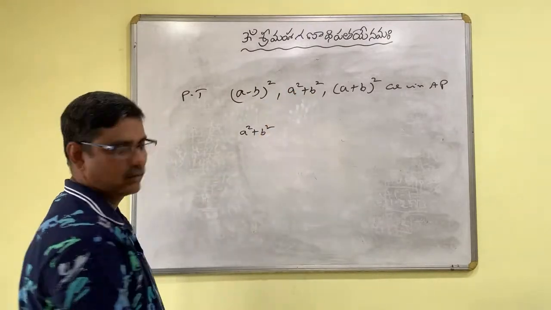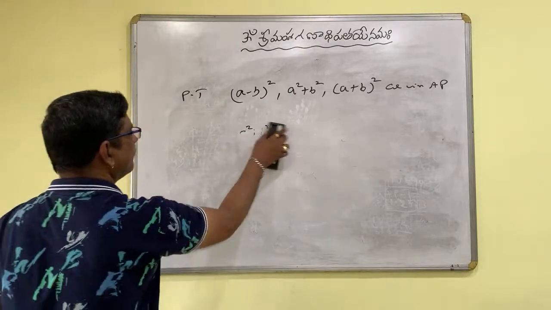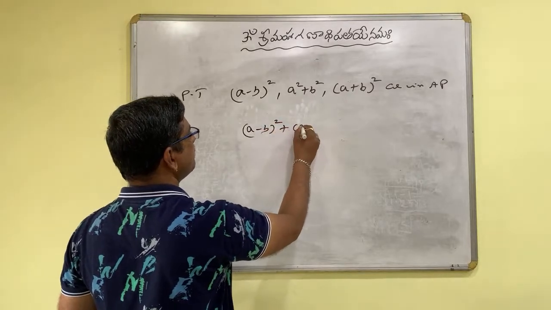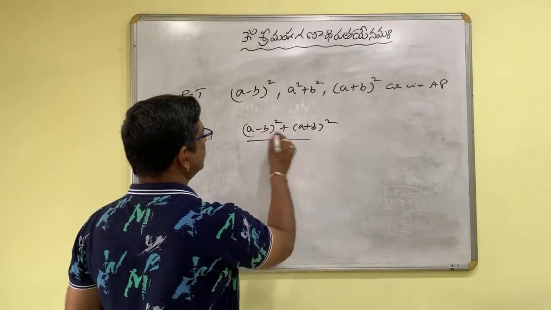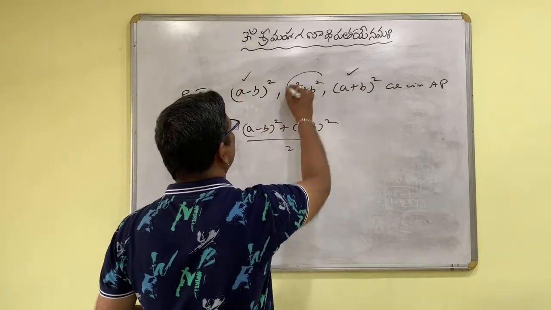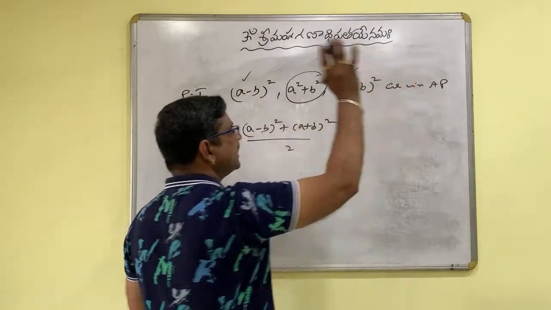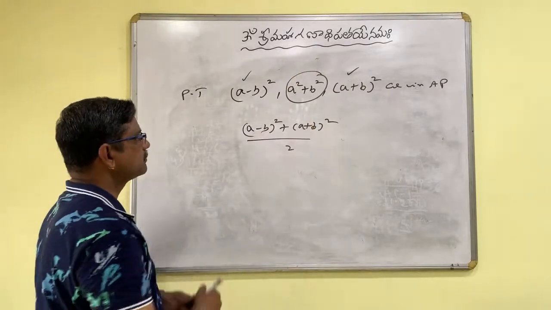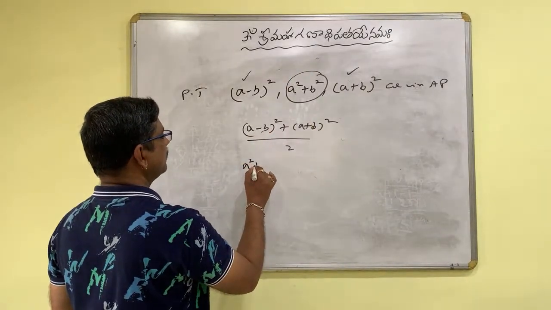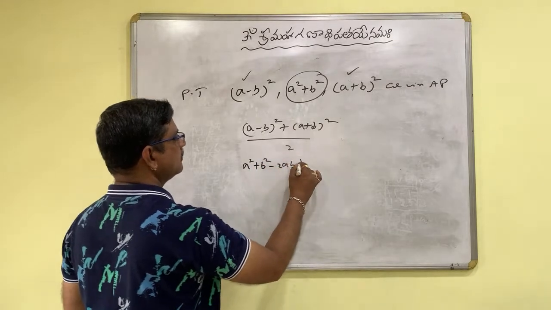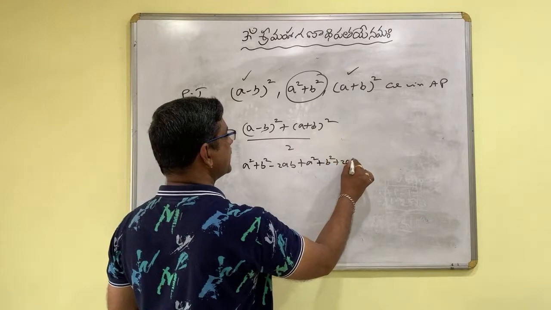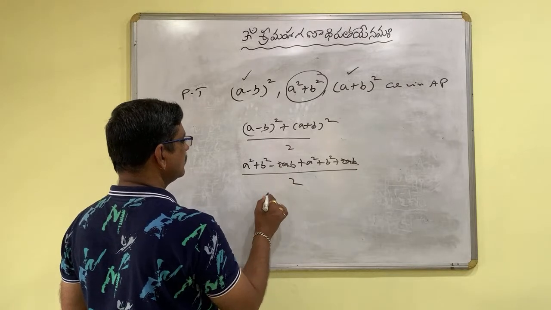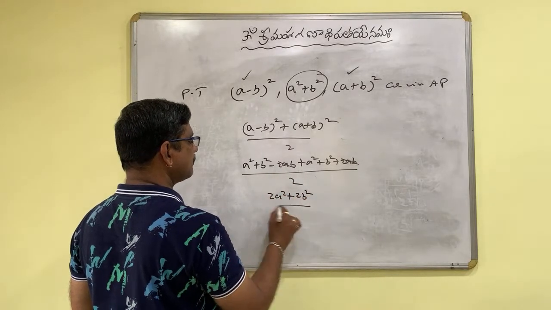This one. Now we need to see if the arithmetic mean of the first and the last is equal to this one, then we can say that these three are in AP. That is the idea. Now simplify this. A square plus B square minus 2AB plus A square plus B square plus 2AB, by 2. Minus 2AB plus 2AB cancel. 2A square plus 2B square by 2.